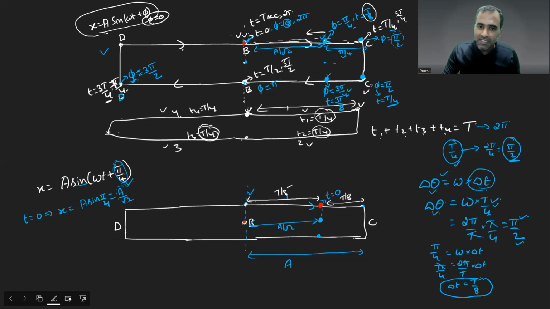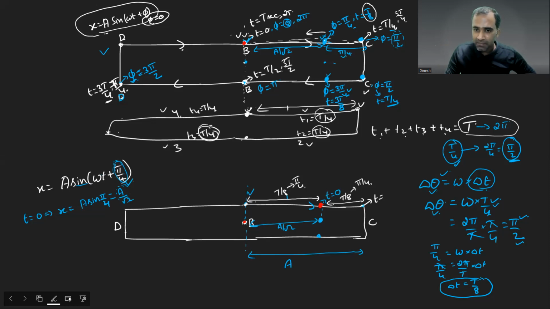If the time change is the same, the phase change also will be the same, no? How much is the phase change? T corresponds to 2 pi. T by 8 corresponds to, just divide by 8, 2 pi by 8, which is pi by 4. This T by 8 corresponds to another pi by 4 change. The amount of time change and phase change are the same, but the displacement covered is not the same because the velocities are different. That's why. Okay.